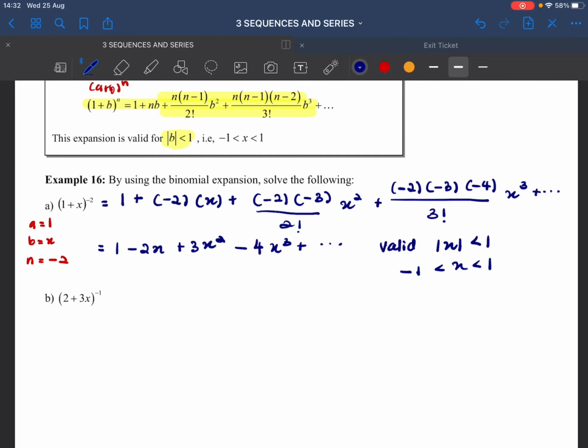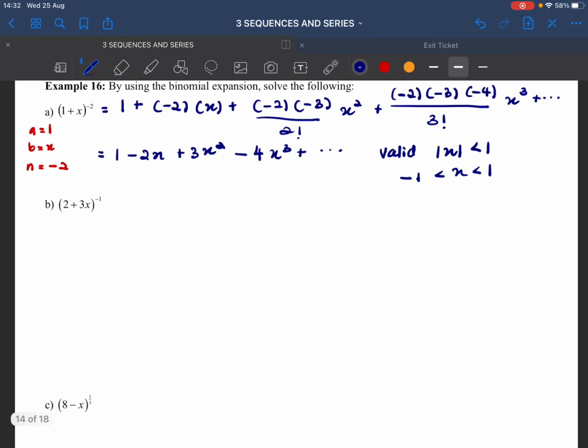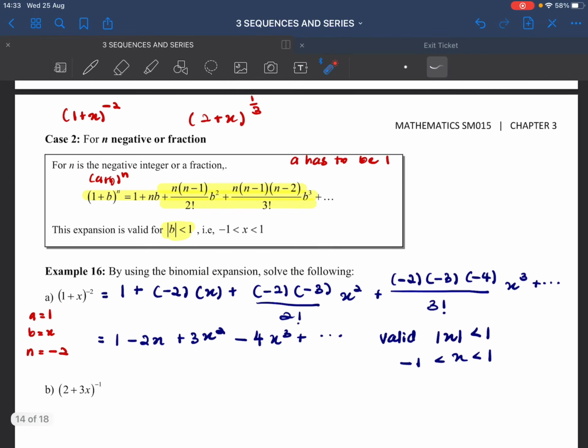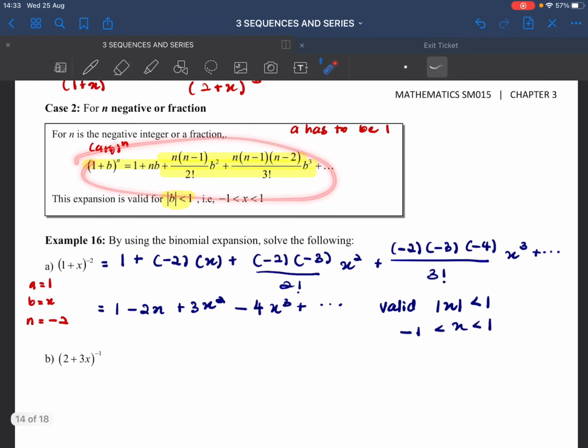Okay, let's see question B. We have also n negative, but for this question, as you can see, your a is not 1. To use this formula, your a must be 1. Kalau tak jadi. Okay, so first thing first, we have to identify our n, either it is positive integer, negative, or fraction. So here it is negative, so we know what formula we have to use. But if you want to use this formula, your a has to be 1.